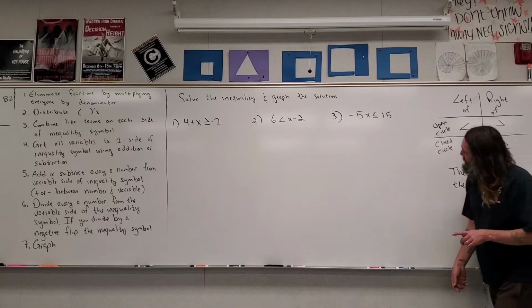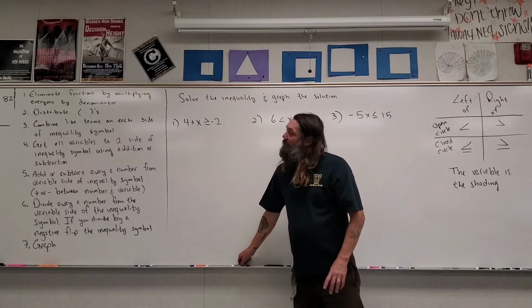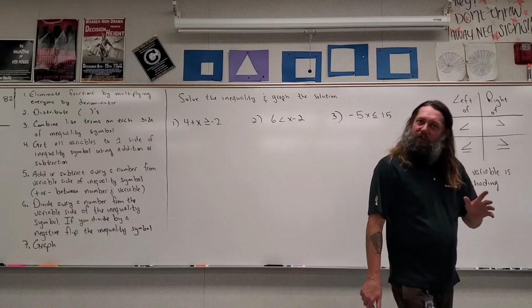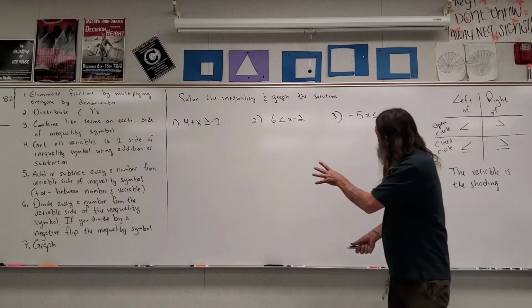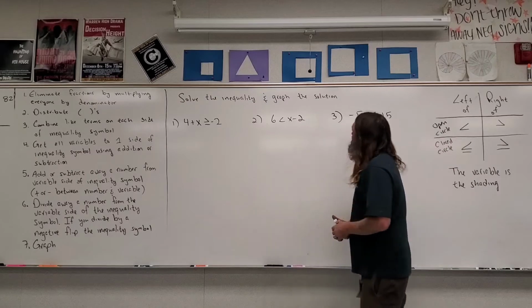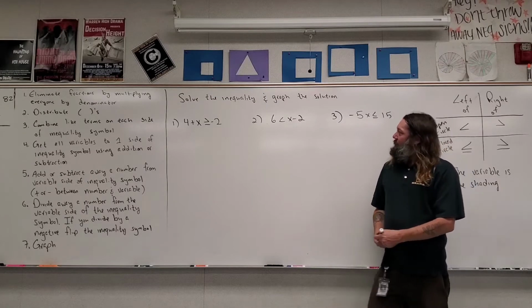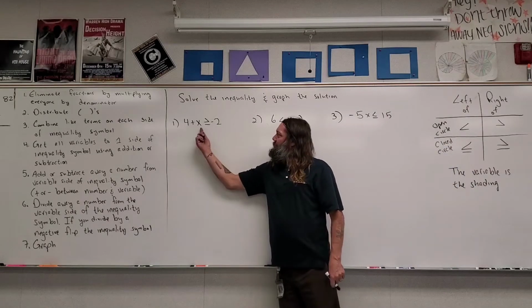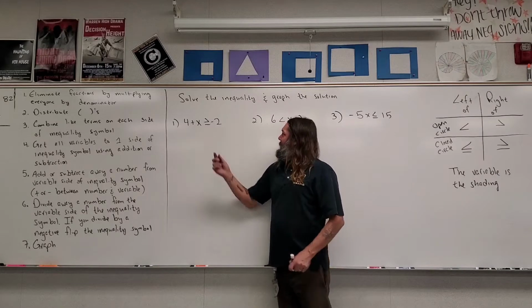So here I have 3 of the 14 problems on the board. I'd like to go through these and show you how we're going to solve them and use these steps and use this chart to answer the questions. All right. So problem 1 is 4 plus x is right over at negative 2.